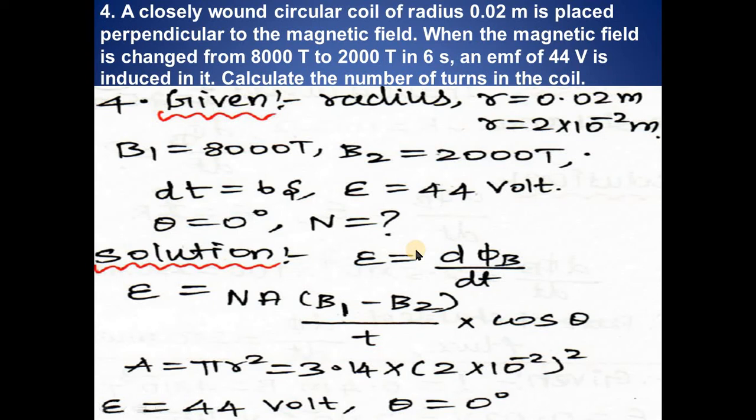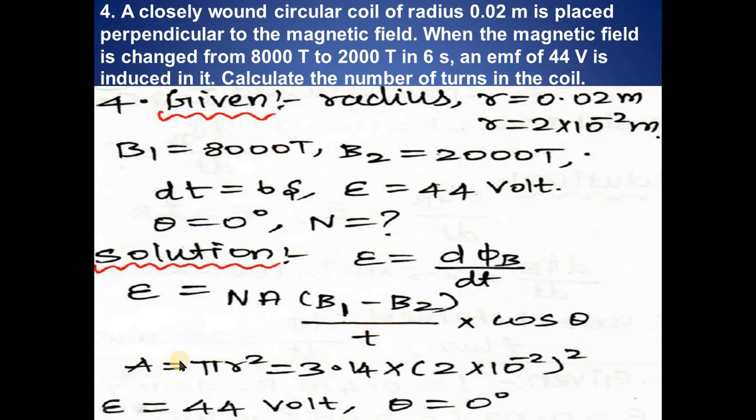Now what is the formula? Epsilon is equal to d phi b divided by dt. d phi b can be written as NAB, where B is nothing but B1 minus B2 divided by T, into cos theta. The actual formula is epsilon is equal to NAB cos theta. Here the equation can be written as NA into B1 minus B2 divided by T, into cos theta.